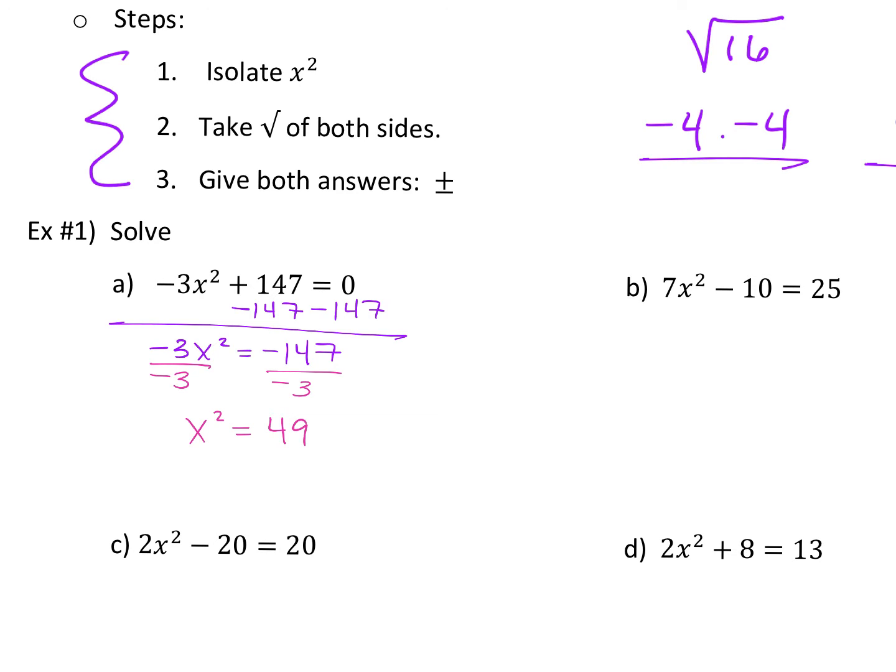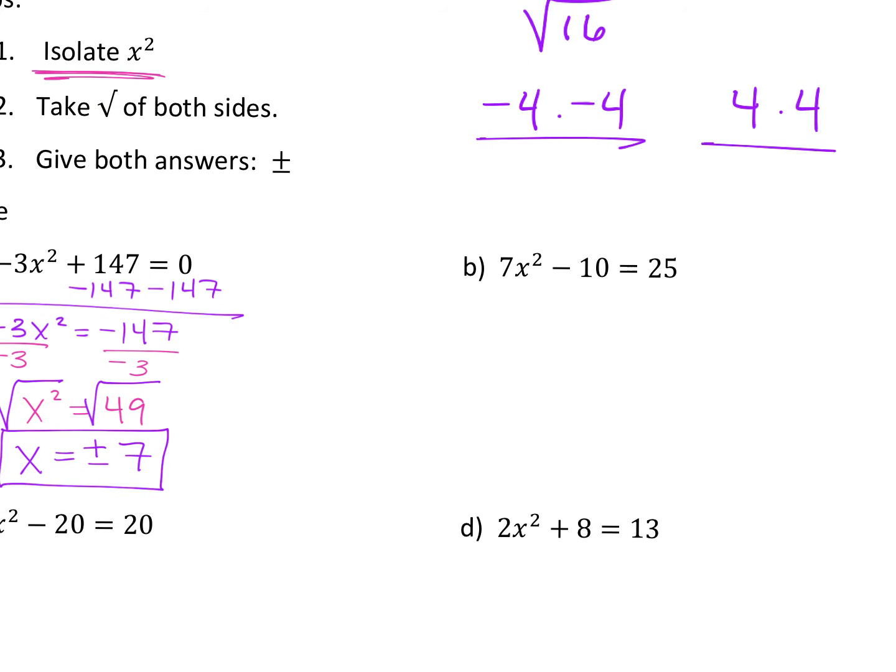So I get x squared equals -147 divided by -3 is 49. Okay, so we're here now. We've isolated our x squared. What's your next step? Square root. Square root both sides. So we're going to say the square root of x squared and the square root of 49. Square root of x squared is x. The square root of 49 is 7, but it could also be what? -7. So you're going to write it as plus or minus 7. The positive and the negative would work there. Okay?